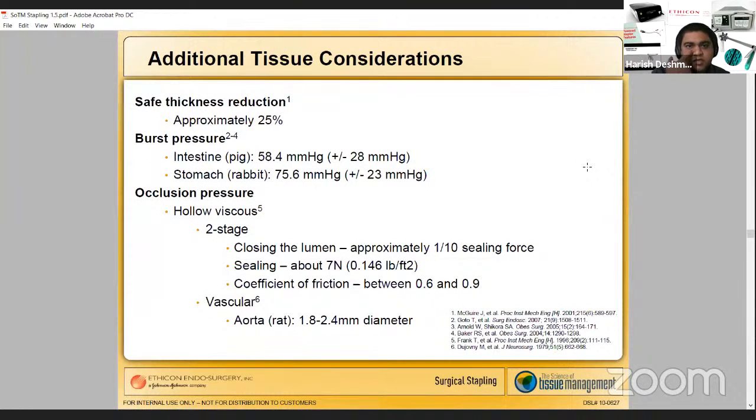Additional tissue compression statistics to be considered: the safe thickness reduction is approximately 25%. Every tissue has different burst pressures; intestines have lesser burst pressure compared to the stomach. Occlusion pressures also have to be considered, because vascular structures have more occlusion pressure compared to other lumens. So the sealing capacity is better in other structures compared to the vessels.